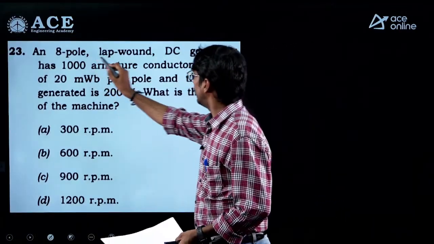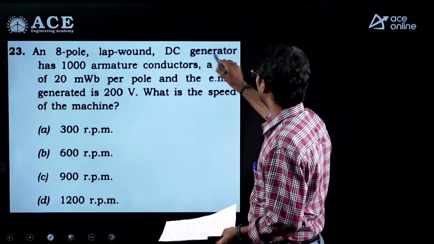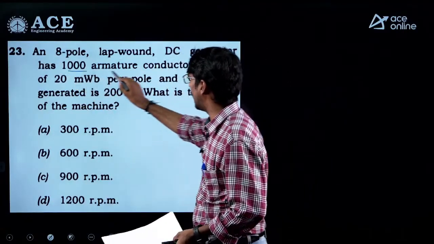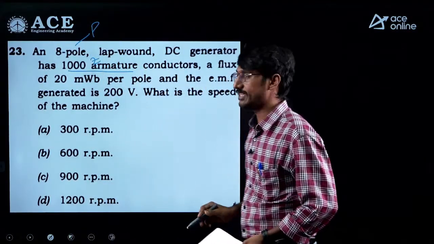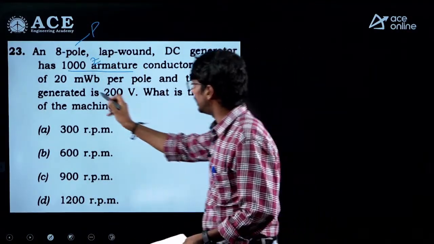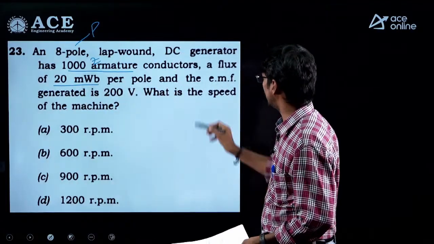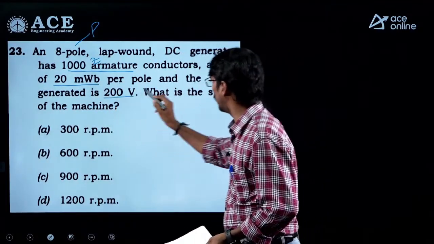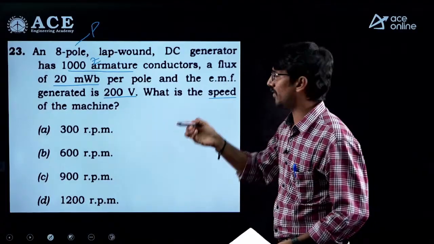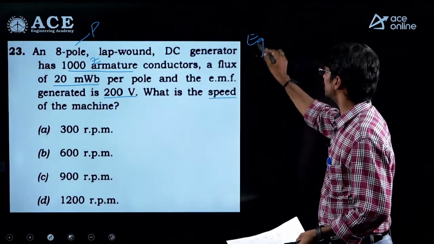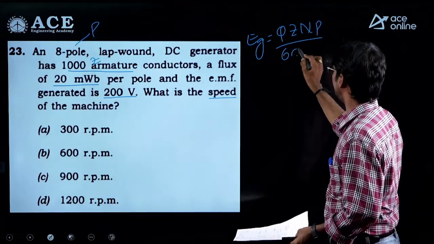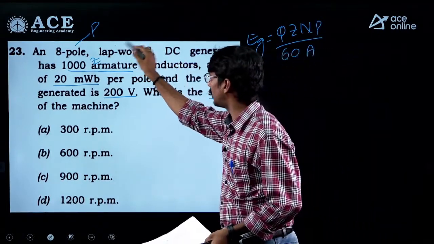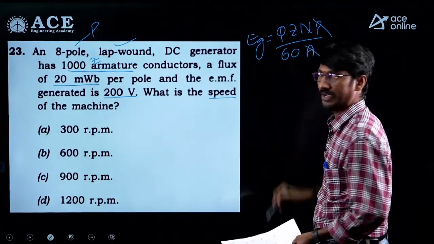An 8-pole lap wound DC generator has 1000 armature conductors. Poles are given and armature conductor Z is given. A flux of 20 milliweber per pole is given, and the EMF is 200 volt. What is the speed? Direct formula, Eg is equal to phi Z NP by 60 A. As it is lap wound, we can cancel P and A.